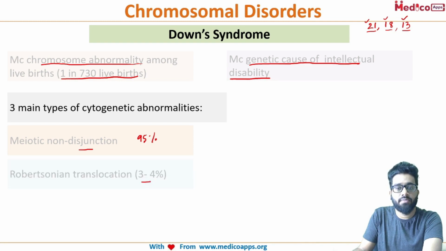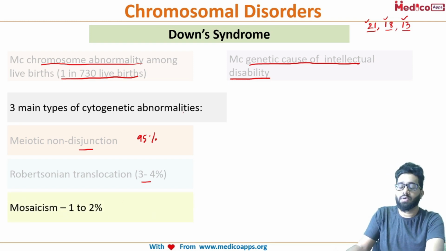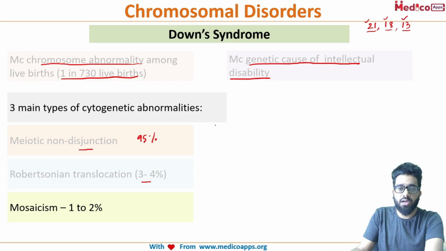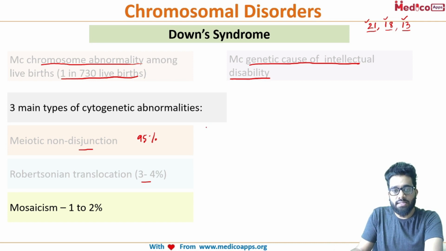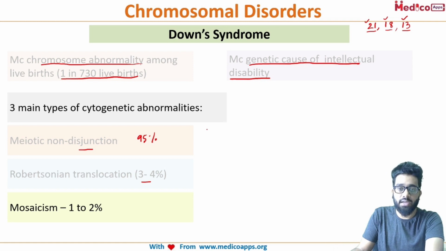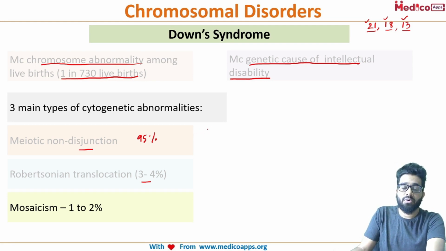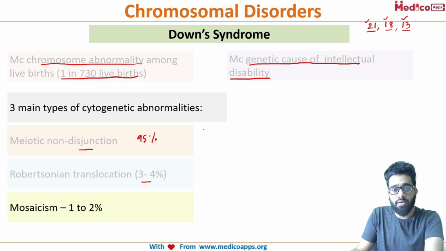This is the second mechanism. And the least common is mosaicism, at 1 to 2 percent. Why is it important for us to know this? Because once you diagnose Down syndrome, you have to know what the cytogenetic abnormality was. Based on this abnormality, you can predict the recurrence risk in the next pregnancy. This is very important for the parents to know, since they already have one child with Down syndrome, and the fear is that it will happen again with the next child.